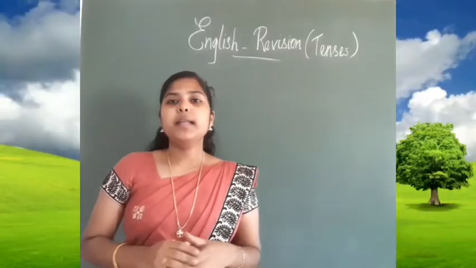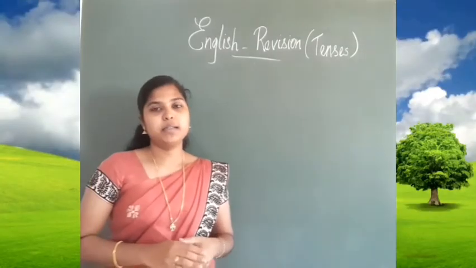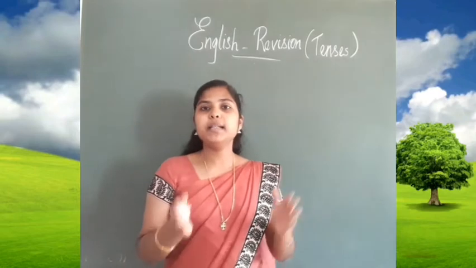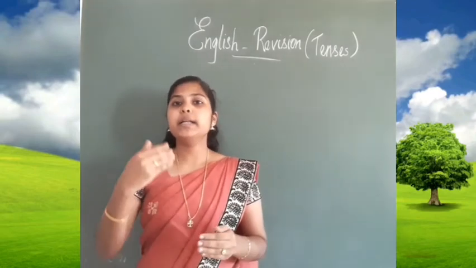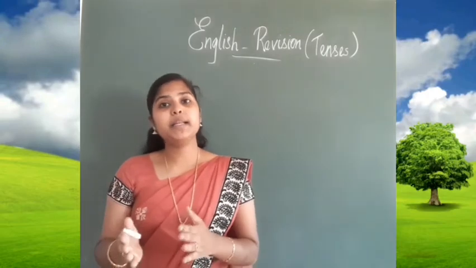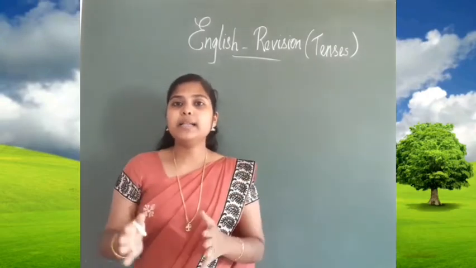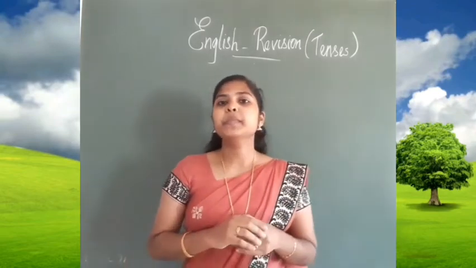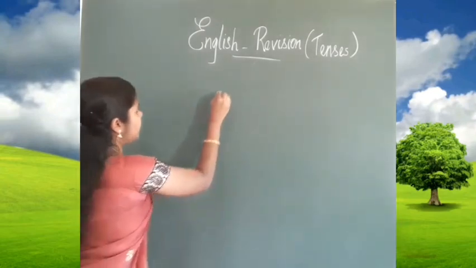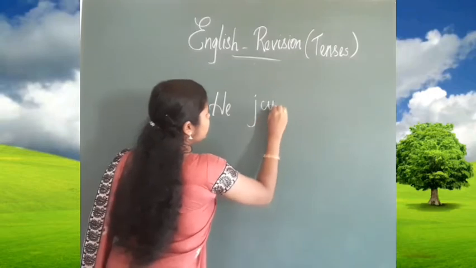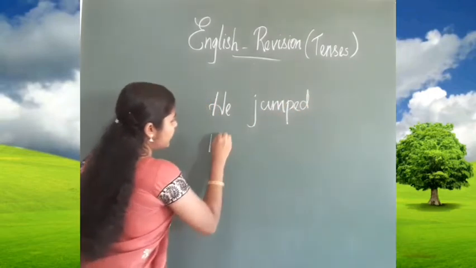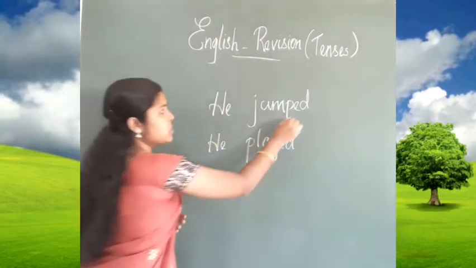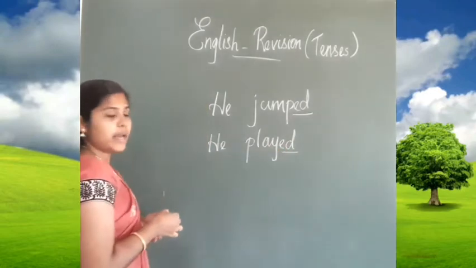Now, let's see what is simple past. Simple past is indicating an action or an activity which happened in the past, not now, not in future, but it happened already, it is done. Okay, already it happened. So any activity that happened in the past is indicating simple past. Now I'll tell you an example. He jumped. He played.